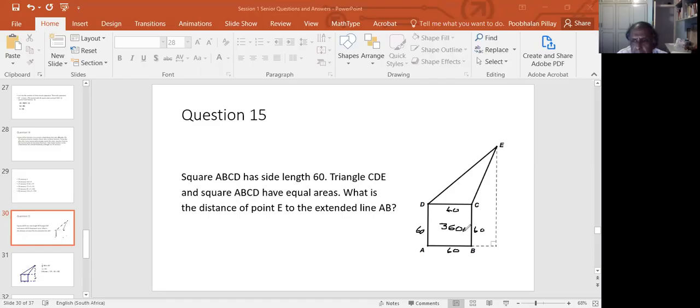60 times 60 is 3600. So we know that area. We are saying that the triangle and the square have equal areas. So if this area is 3600, this area is also 3600. They have equal areas. And the question is, what is the distance from the point E right down to the extended line AB? So the problem is, what is this distance?